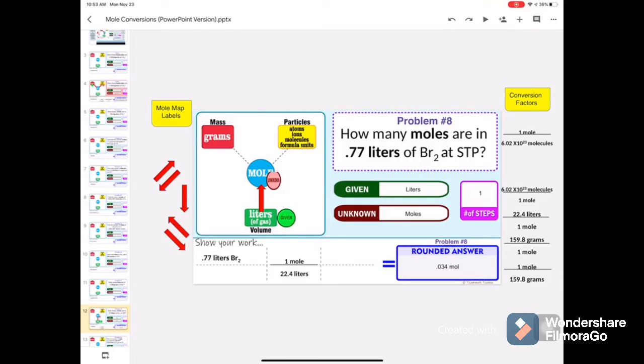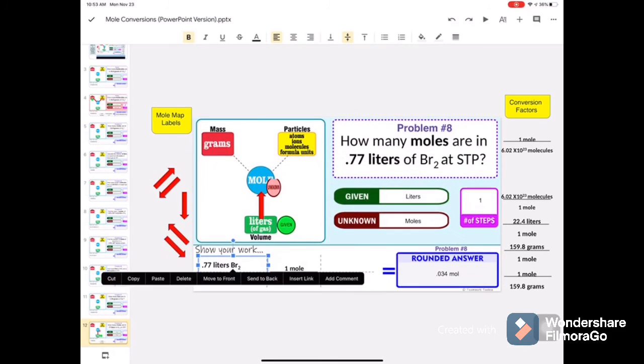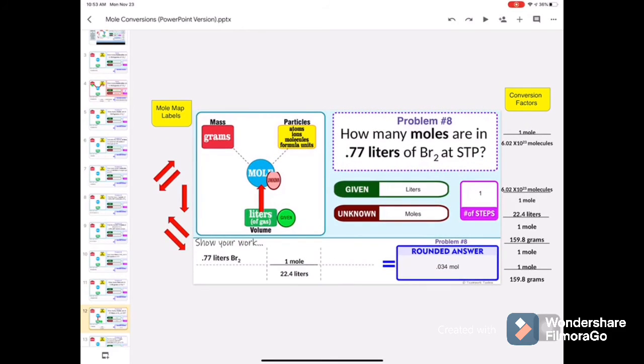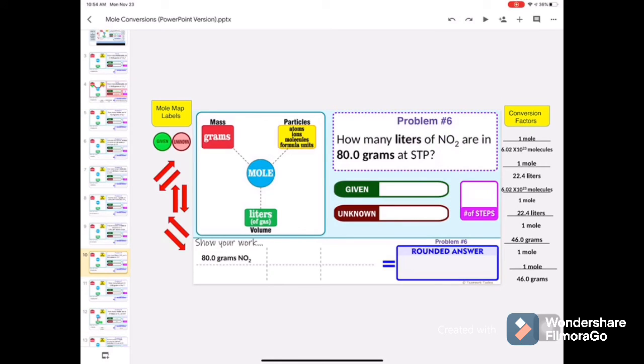In your calculator, you could have said 0.77 times 1 divided by 22.4 equals, and you'd get 0.034 moles. So however you want to punch it in, you're really just multiplying through the top to get your numerator, and then multiplying through the bottom to get your denominator, and dividing them. But really all I was doing was dividing 0.77 by 22.4.